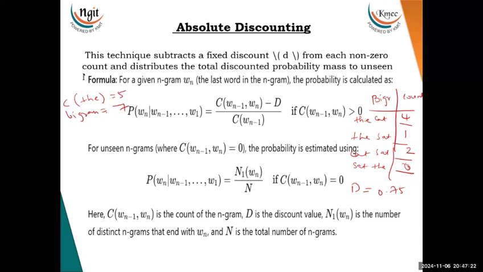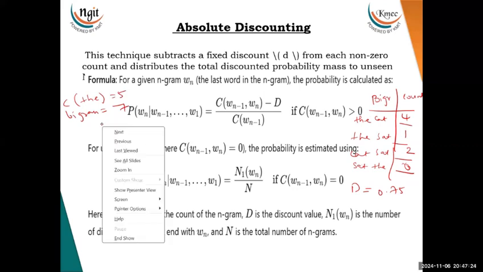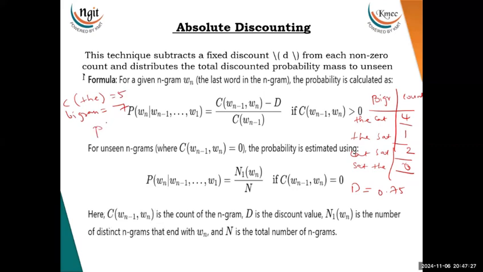Now we'll try to understand the observed bigrams, let us say, cat and the. We substitute this in our formula: count of the, cat divided by count of the, and we subtract this discount value. It is 4 minus 0.75 by 5, which becomes 0.65.